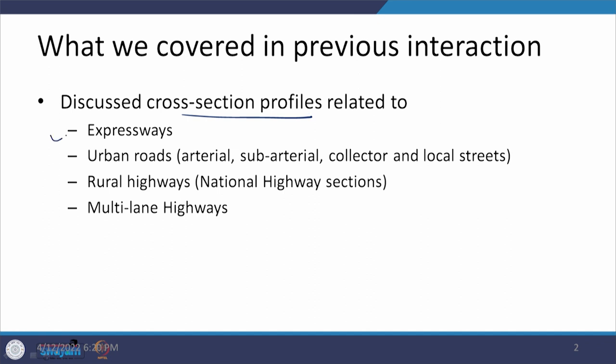In that category, we talked about expressways. We have looked at the urban roads where arterial, sub-arterial, collector and local streets are there. Then we looked at the rural highways, and there specifically we talked about the two lane highways under various conditions. And then finally, multi-lane highways.